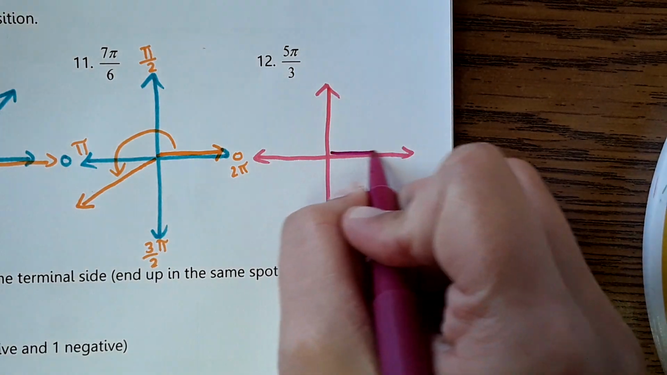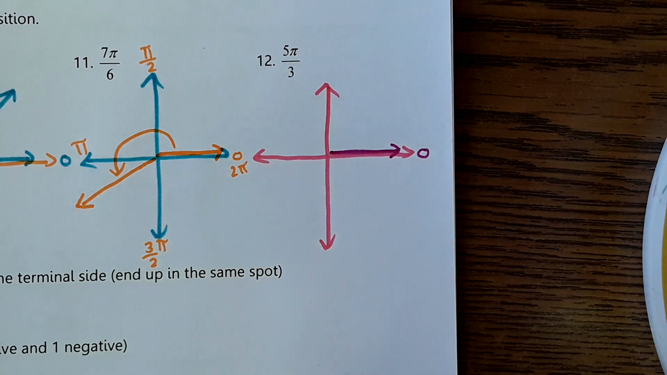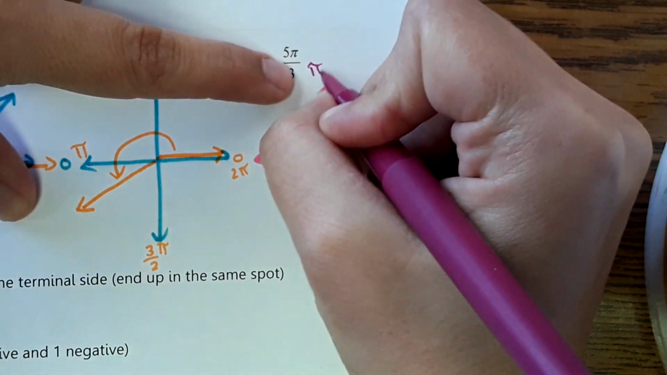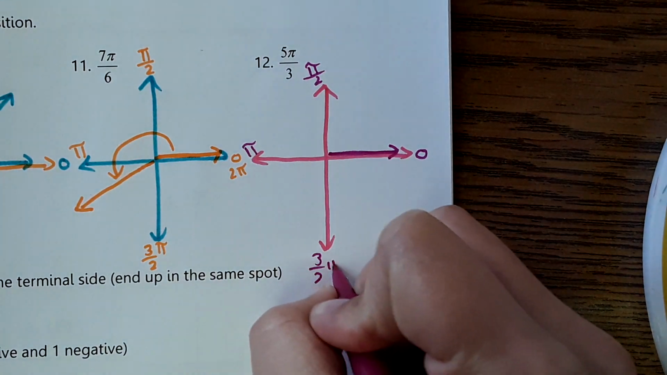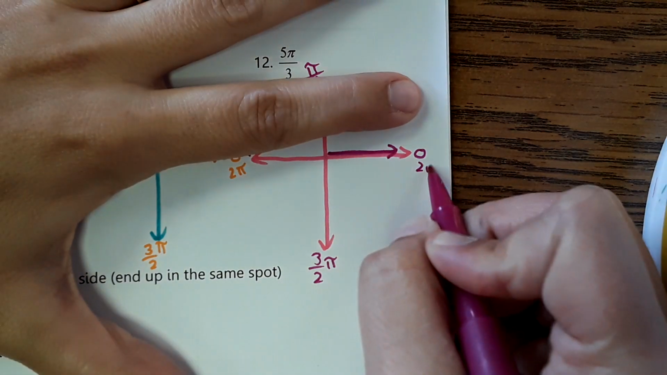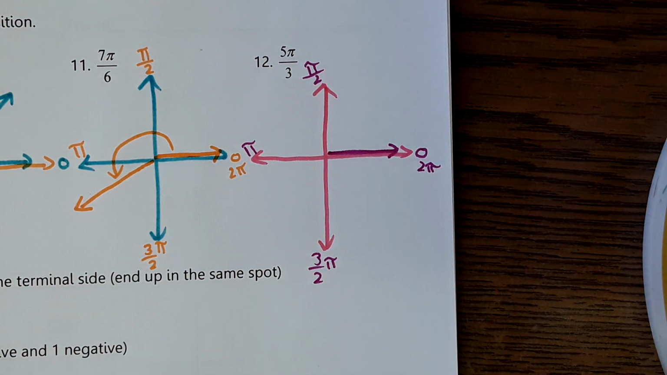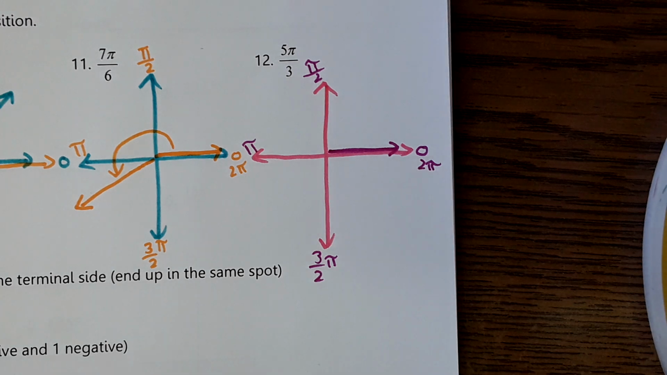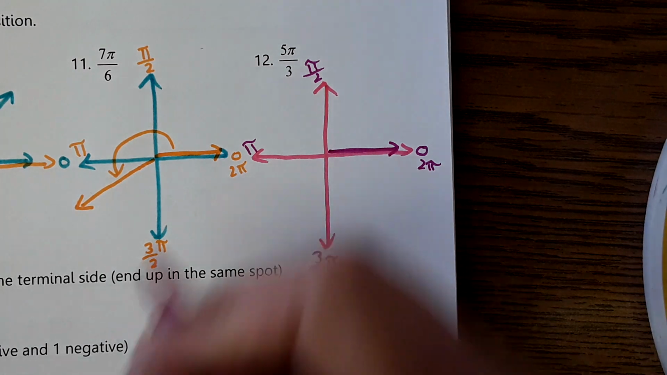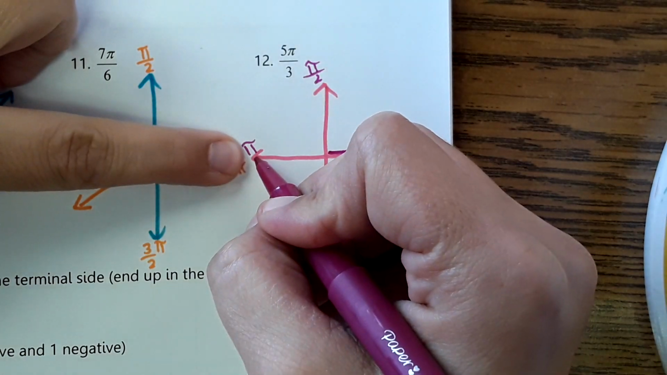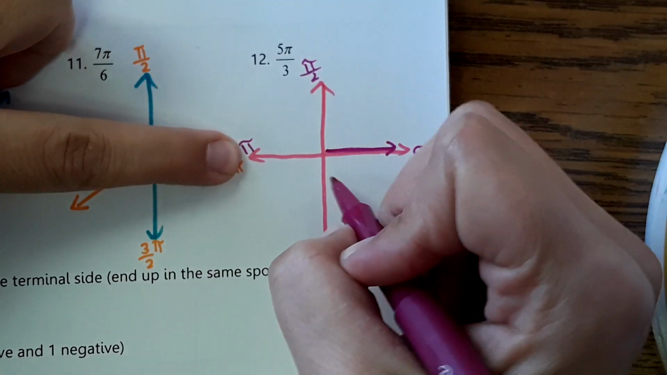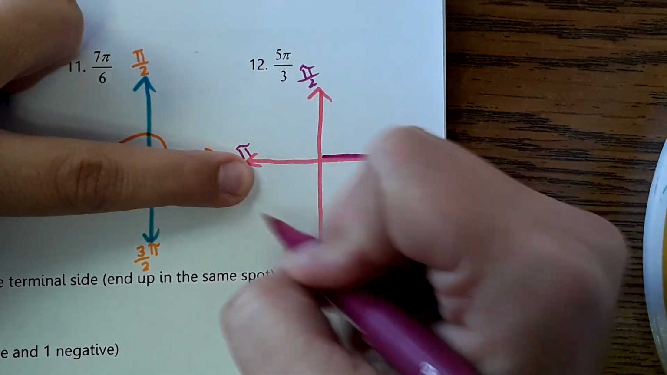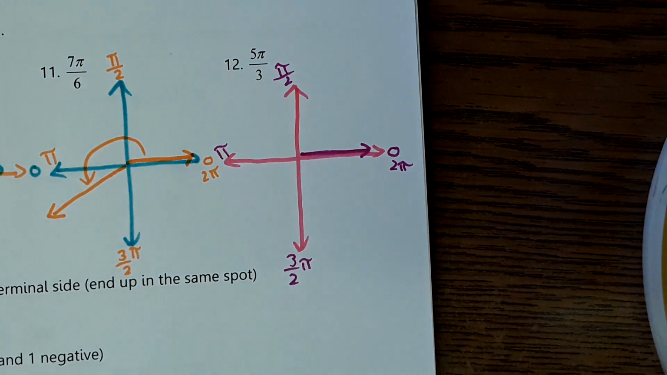Okay, so here we got our initial right here at 0. Then we have pi over 2, or 1/2 pi, pi at 180, 3/2 pi, and 2 pi. Okay, 5 pi over 3. Well, 3 pi over 3 would be right here. So we need 2 more parts of 3. So if we broke this into 3 parts, I could kind of do that with a pencil.